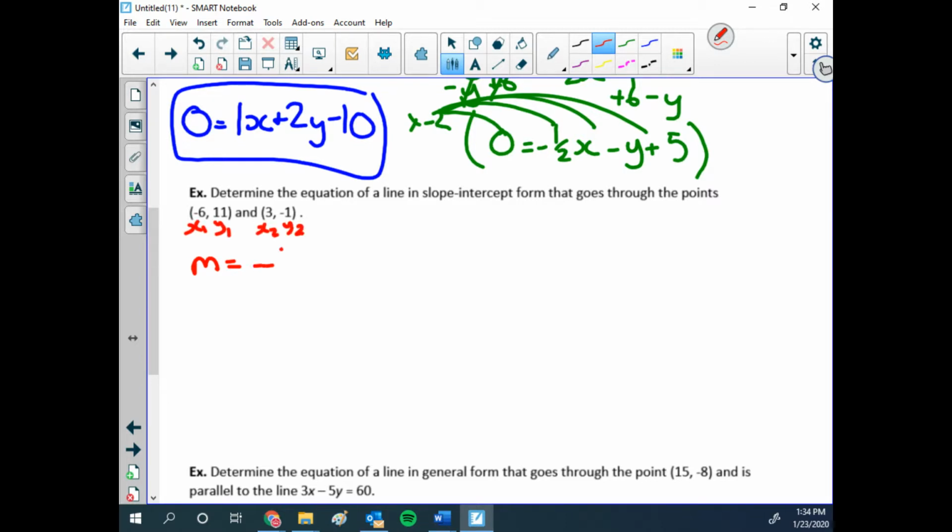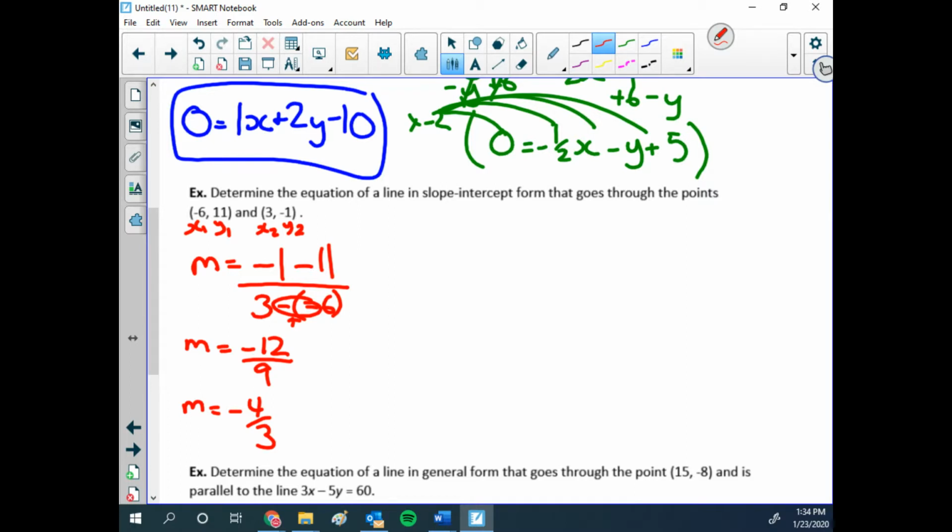Right, y2, -1, minus y1 over x2 minus x1. And again, make sure when you're substituting in, you're bringing those negative integers in with you. So m is equal to -1 minus 11 is -12 over 3 plus 6 is 9. So m is equal to, divide those both by 3, -4 thirds. So now they gave me enough information I can figure out slope. Can I figure out my y-intercept here? Like, just do they give it to me?